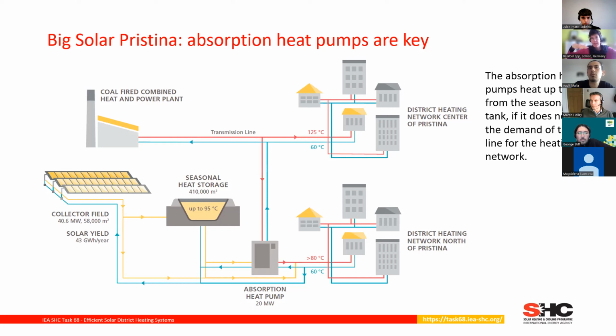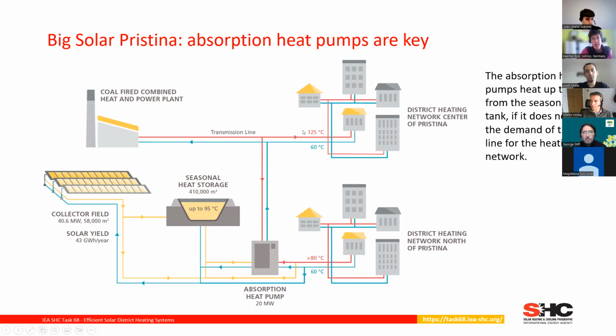It's covered with a ceiling where you can walk on, so it's not reducing too much of your ground. It brings the extra energy of the summer, the solar, into the storage, and it's used in the winter period. What is necessary for that is huge absorption heat pumps with 20 megawatts, which can bring your temperature up in the autumn season, when your storage might be at 80 or 60 degrees, to the temperatures which are required in the grid.